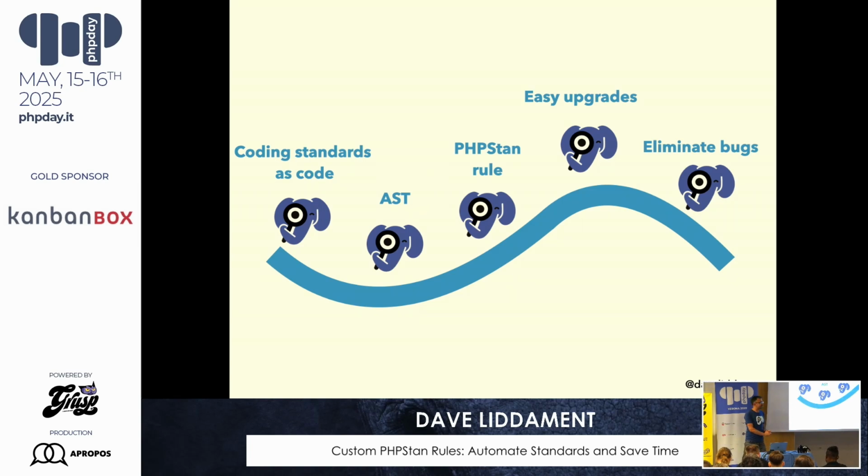You've all stayed. Fantastic. Right. This is our agenda for today. We're going to look, first of all, how we can use custom rules to document coding standards and enforce them automatically. Then we're going to look at some other PHPStan rules to help with upgrades and to eliminate bugs.